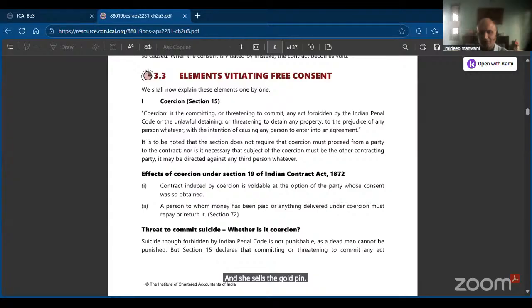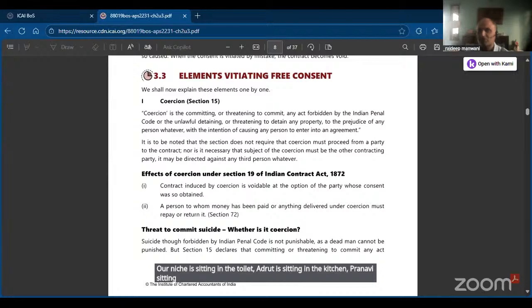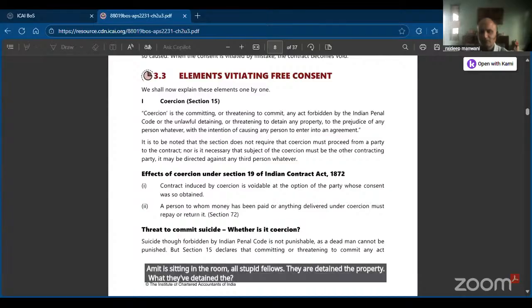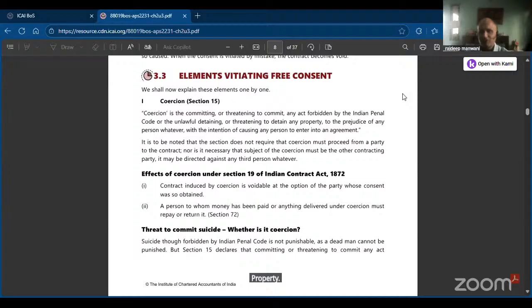Is this an act of coercion? Yes, very much. Anish is sitting in the toilet, Adrit is sitting in the kitchen, Pranav is sitting in the hall, Amit is sitting in the room. All stupid fellows. They have detained the property, or they threaten to detain the property.